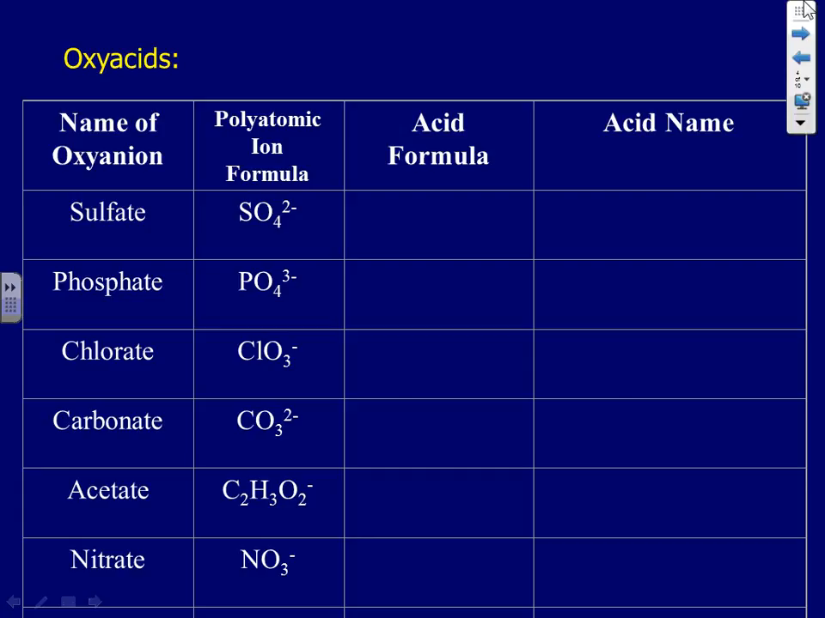An H has a +1 charge. In order to turn this into an acid, I need to add enough H's to cancel out this -2 charge. How many H's am I going to put on a sulfate to turn it into an acid?